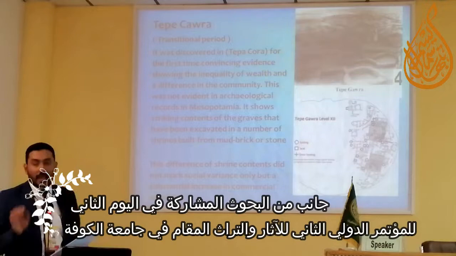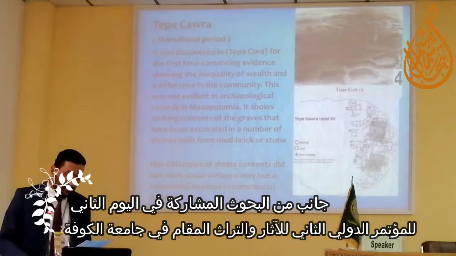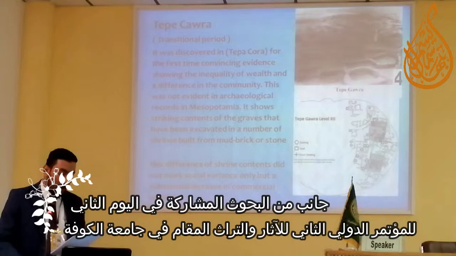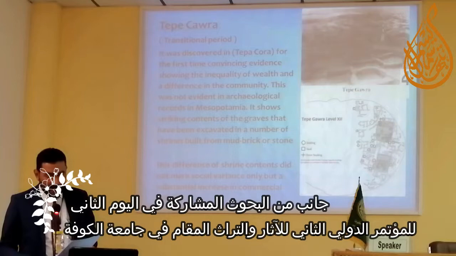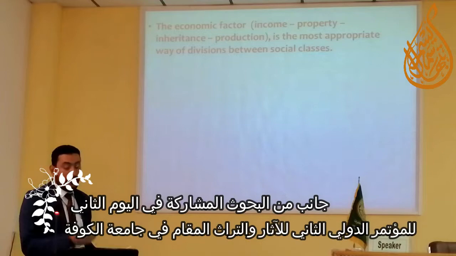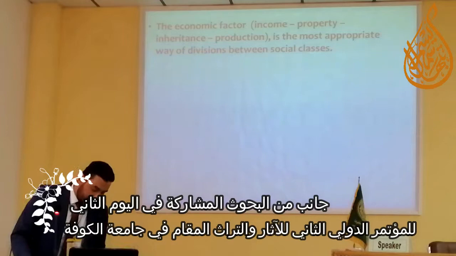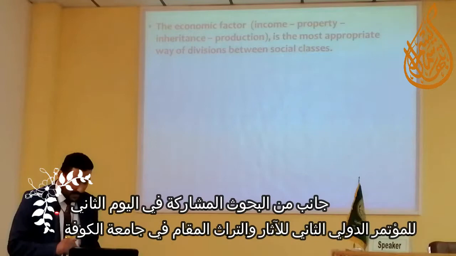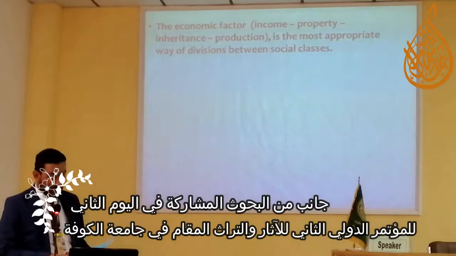This was not evident in archaeological records in Mesopotamia. It shows striking differences in the content of the graves that have been excavated in a number of shrines built from mud brick or stone. This difference in shrine or grave content did not mark social barriers only, but a substantial increase in commercial activity. It looks like the economic factor, I mean income and property, inheritance and production, is the most appropriate way of dividing social classes and their attachments to internal social groups in ancient Mesopotamian cities.